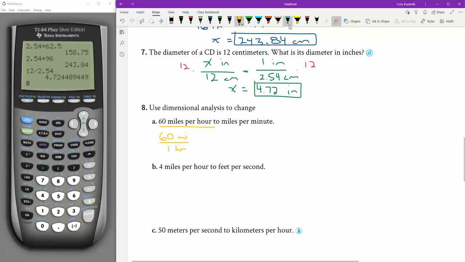Same process. So I know that every 1 hour has 60 minutes. So see how I just canceled out hours right there? So it's really 60 divided by 60. And it comes out to 1 mile per minute. 60 miles per hour is 1 mile per minute.